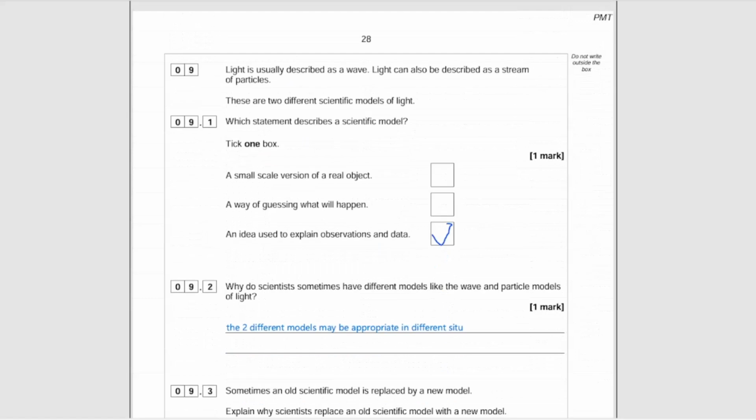Now moving on to question 9. Light is usually described as a wave. Light can also be described as a stream of particles, which are called photons. You don't need to know that for this part, but fun fact. Which statement describes a scientific model? A scientific model is an idea used to explain observations and data. You can eliminate the other two because you really don't use the word guessing in science that often. You often describe it as estimating, and a small scale version of a real object isn't true.